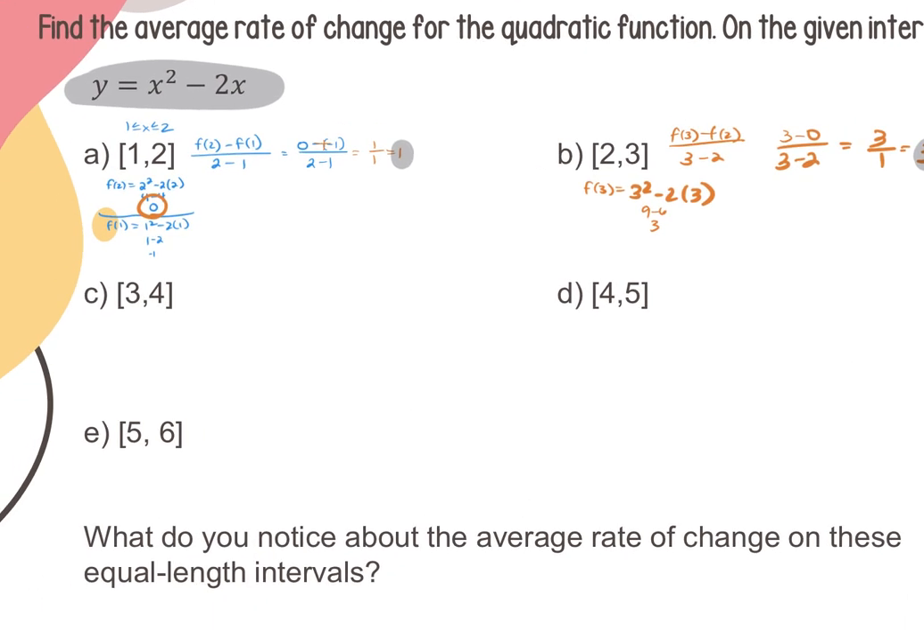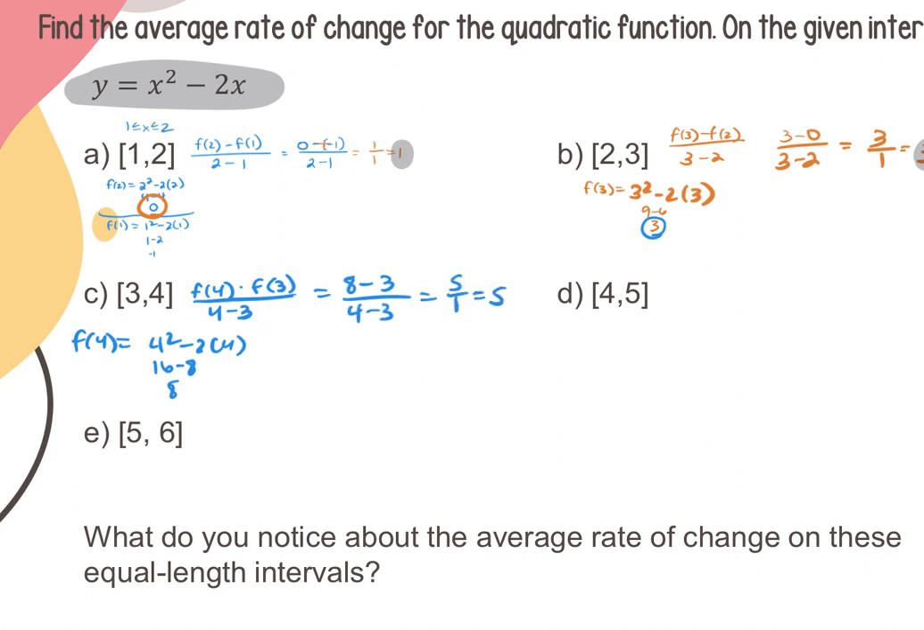All right, now I go f of 4 minus f of 3 over 4 minus 3. f of 4 is 4 squared minus 2 times 4, 16 minus 8, which is 8. 8 minus f of 3, which comes from B, that's 3, over 4 minus 3, and I get 5 over 1, which is 5.